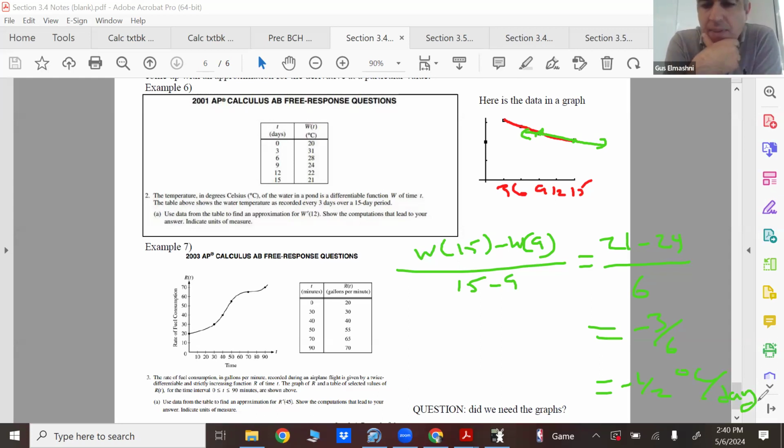And do we have to really graph it? No. But we did. We felt like it. Because you figure the secant line is going to be pretty close to the tangent line at 12, right? They're going to be pretty darn close. Does that make sense? I think we did something like that earlier, so I think that's fine. And then for example 7, and then we're going to move on to the next set of notes.